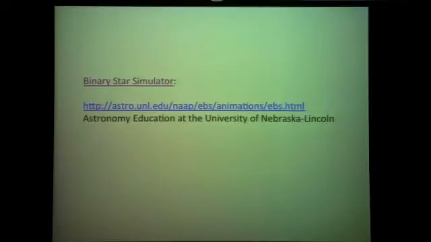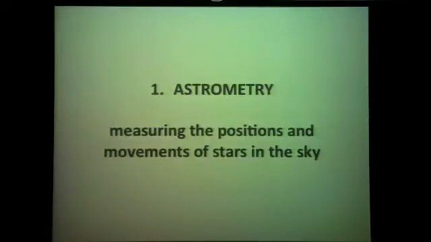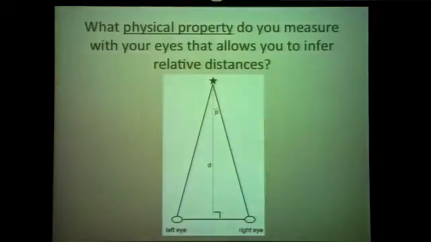All right, I'm going to move to my next slide. All right, the first method I want to talk about for detecting planets is known as astrometry, which is simply astronomers measuring the positions and the movements of stars in the sky. And to get started understanding this, you have to do what all students in intro astronomy classes do. And that is they put their finger on their nose.